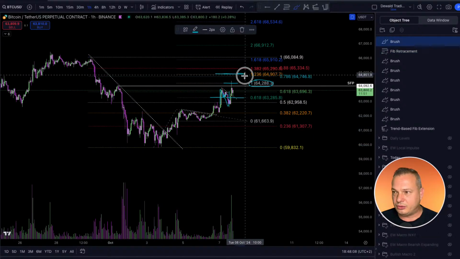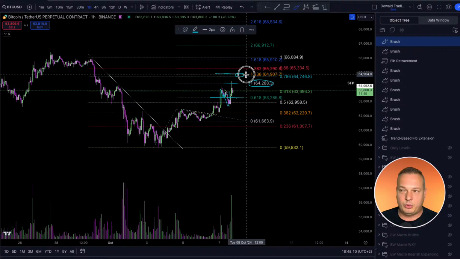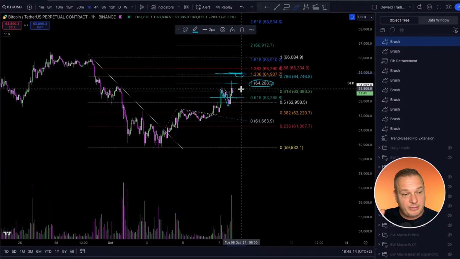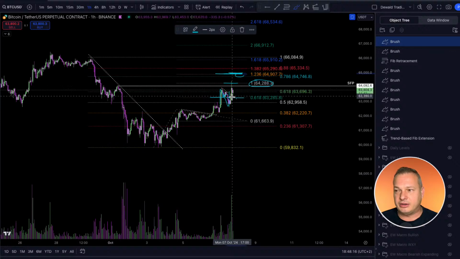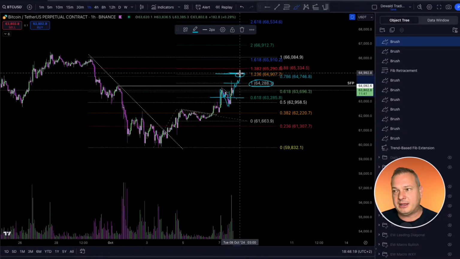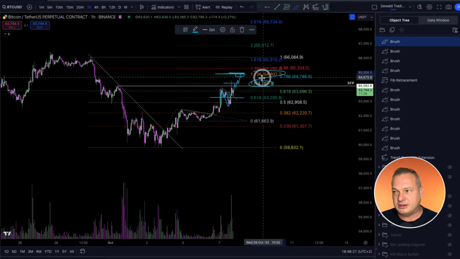In this zone. But I will be eyeing that 1.236 level like a hawk if I'm awake and I can trade it. Okay, so if we do still get upwards momentum here, this is the next area, $64,900, that I'll be watching for potential rejection. Right.